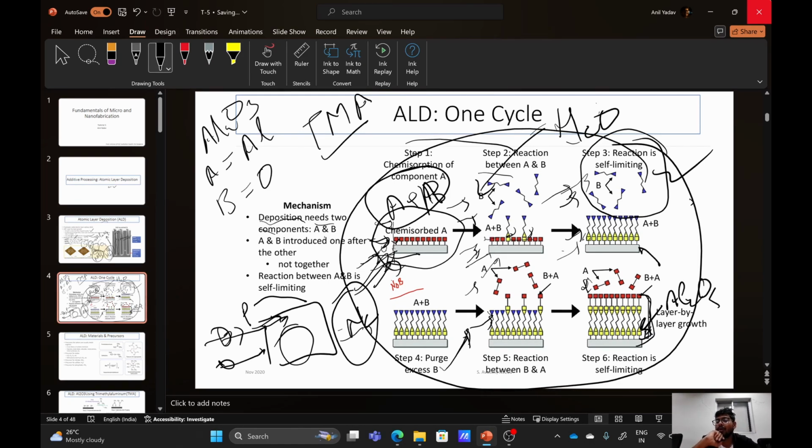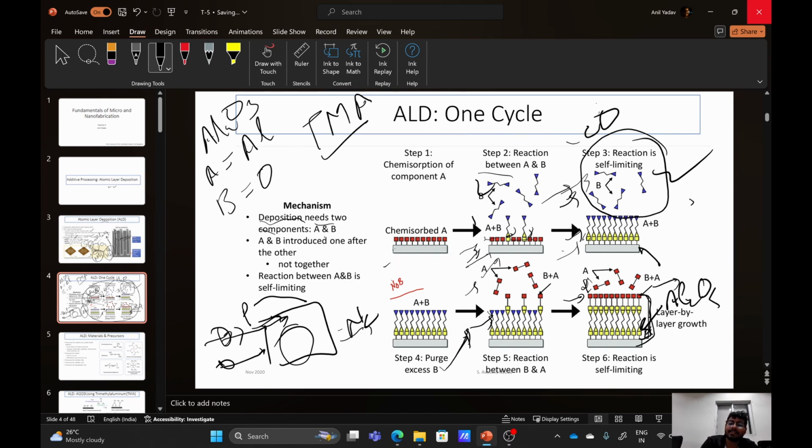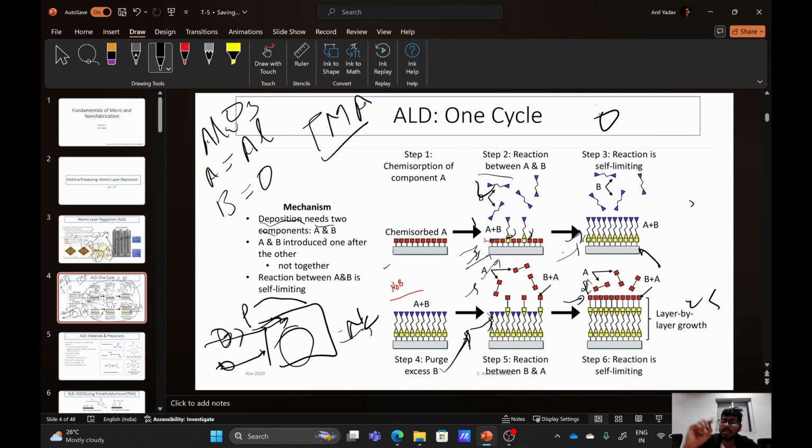Whatever we started from, we were ending with the chemisorbed A over the top, that you can see as the red squares. So finally we are ending with the red squares. Now we will flush the chamber and come back to the same point. So this is a typical cycle of an ALD process.